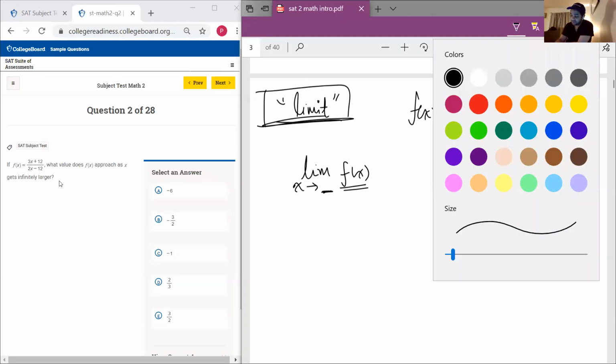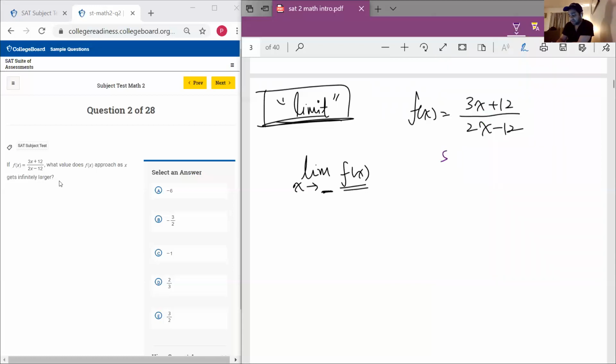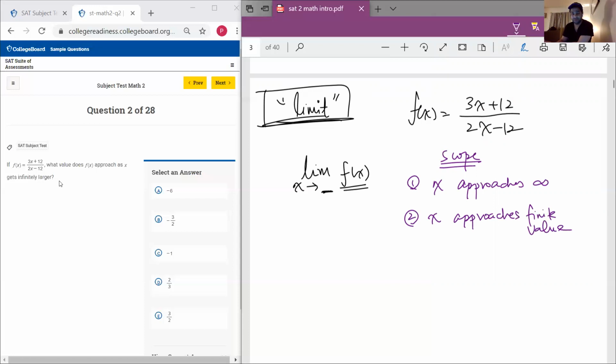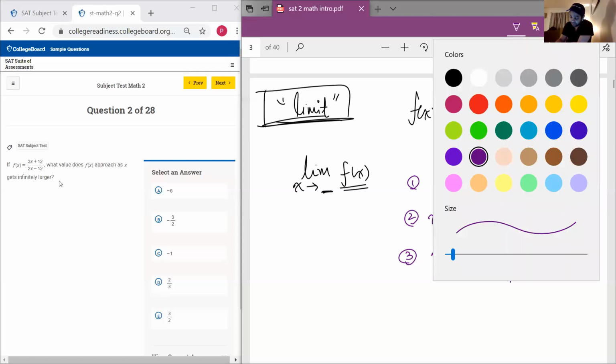So on the SAT Level 2 math test, the scope is number 1. You will see questions where you want to find the limit as x approaches infinite, or x approaches some finite value. It could be anything, 1, 2, 3, 4, 5. And also, third one is x approaches infinite or finite. I'll explain quickly why I separated 1 and 2 from 3.